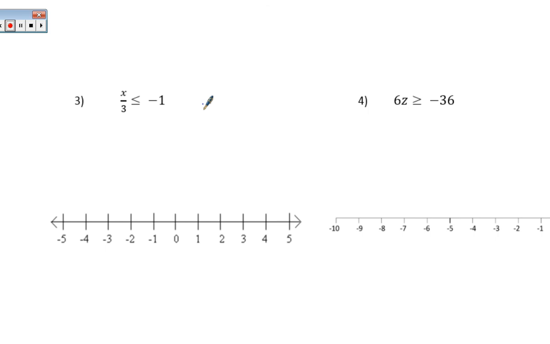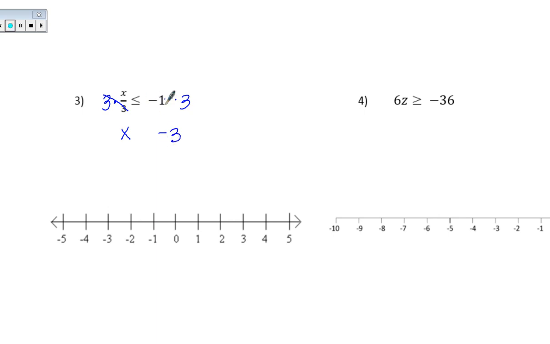Alright, so we just have a couple more examples. We have this first one, number 3. X divided by 3 is less than or equal to -1. So x, to get it by itself, it's being divided by 3 right now, so we're going to multiply by 3 on both sides. 3 times x divided by 3, those 3's go away, and we're just left with x. And -1 times 3 is a -3.